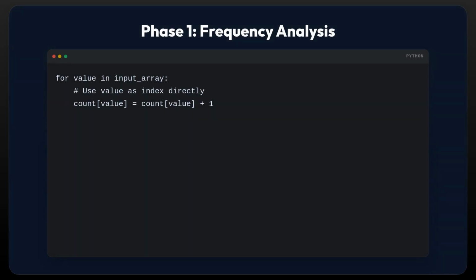In the first phase, we iterate through the input array. For each element, we use its numeric value as an index into our auxiliary count array and increment it. This is an O of n operation. However, it relies on a critical assumption that the value is a valid, non-negative integer index.